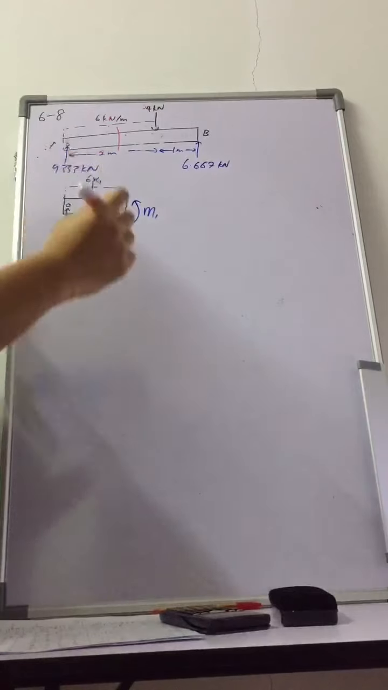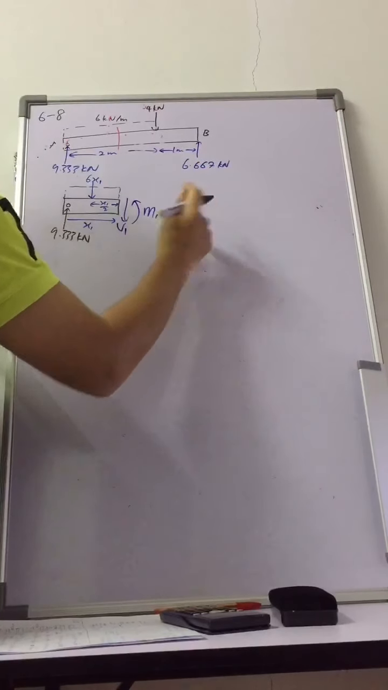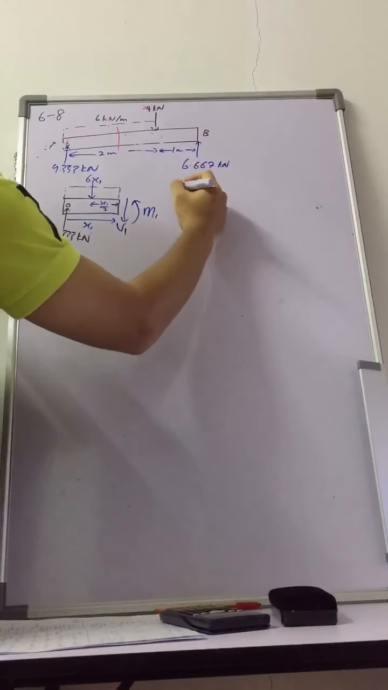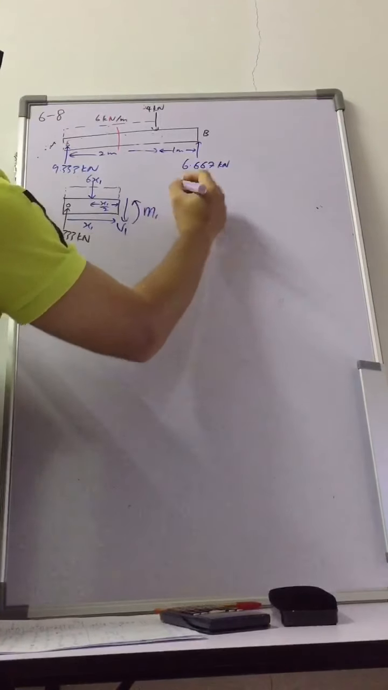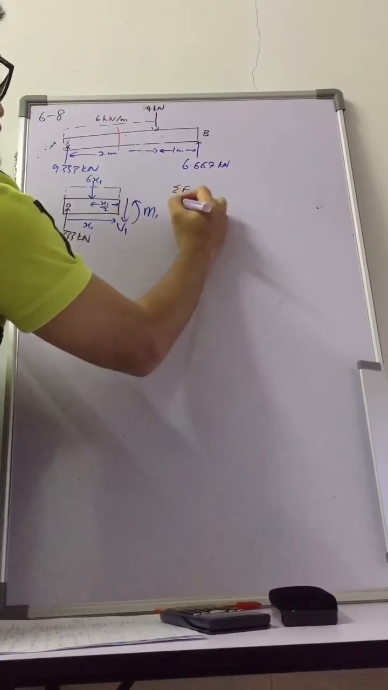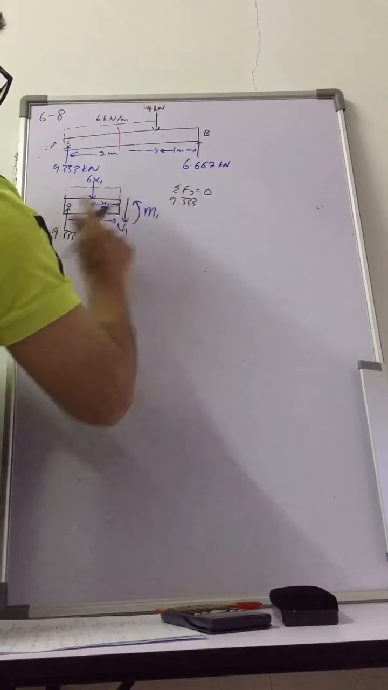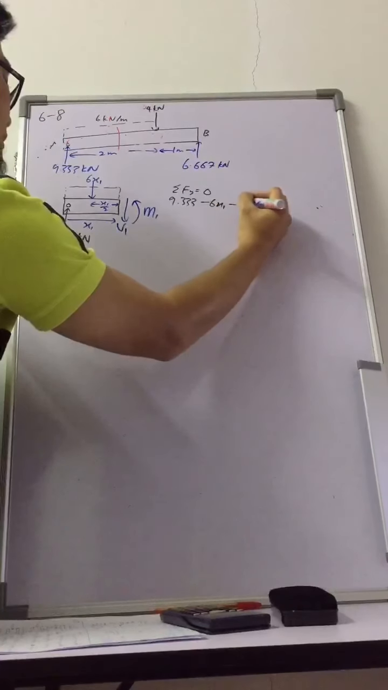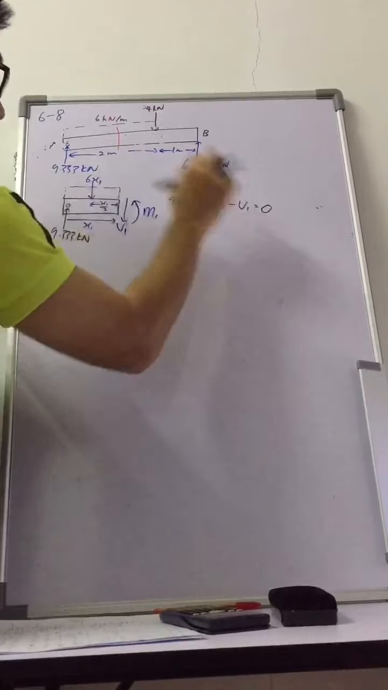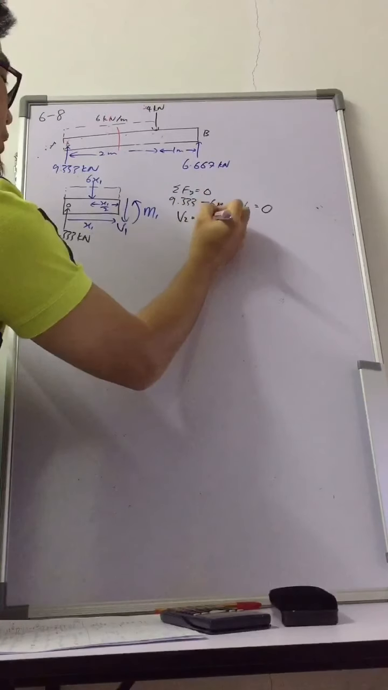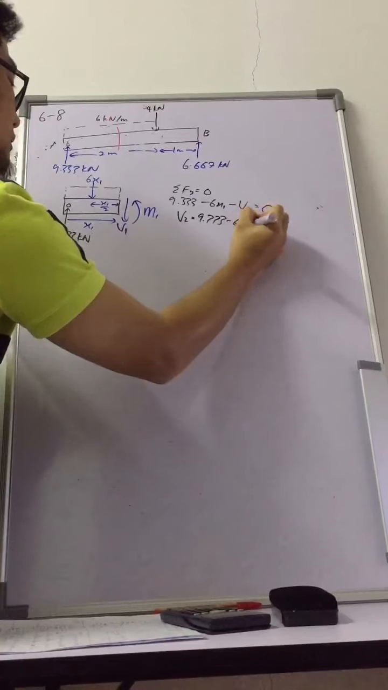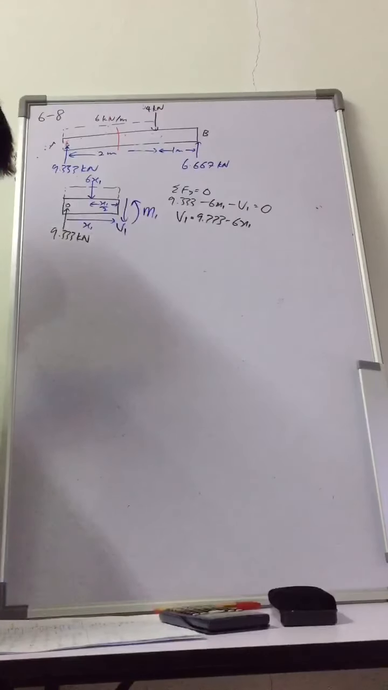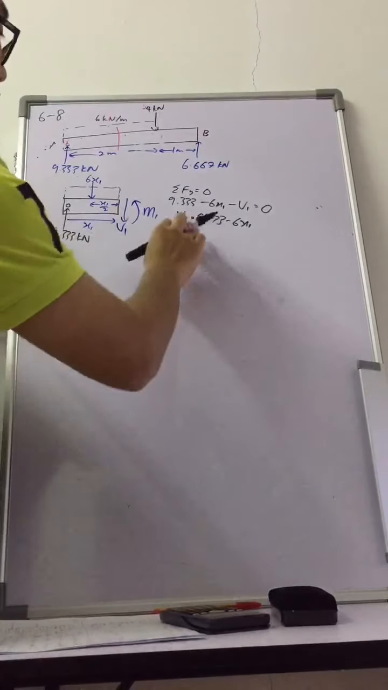So to find V1, we do summation of forces in the y direction equals 0. So we have 9.33 going up positive, minus 6x1 going down negative, minus V1 going down, equals 0. So your V1 equals 9.333 minus 6x1. Okay, so this is your equation for V1.